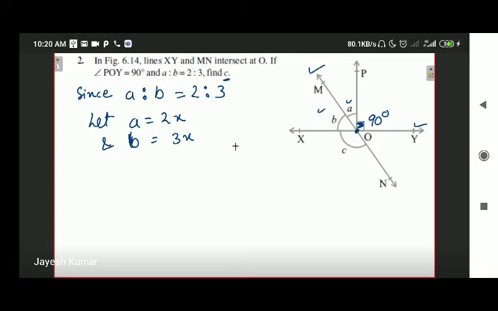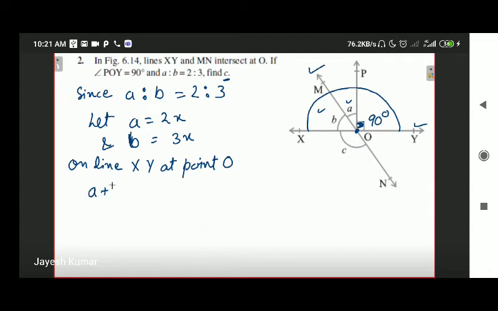Now what are we going to do? We observe that on line xy, the sum of all the angles above xy should be 180 degrees. Why so? Linear pair. So we will write: on line xy at point O, the sum of all the angles is 180 degrees. A plus B plus 90 degrees equals 180 degrees. Why so? Linear pair.